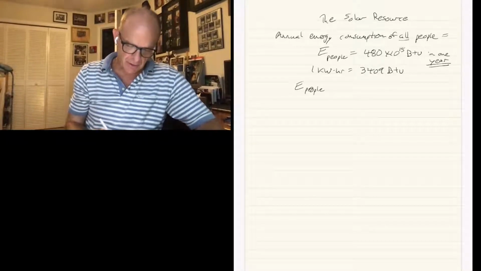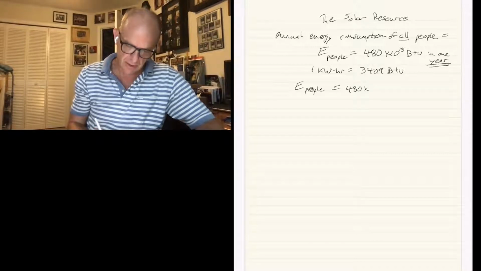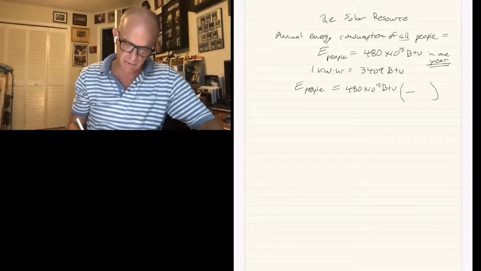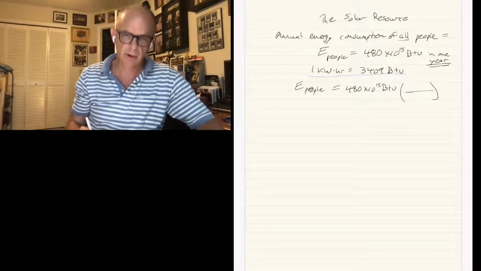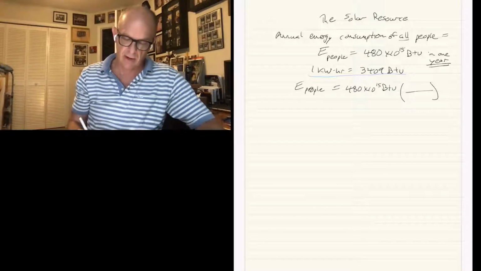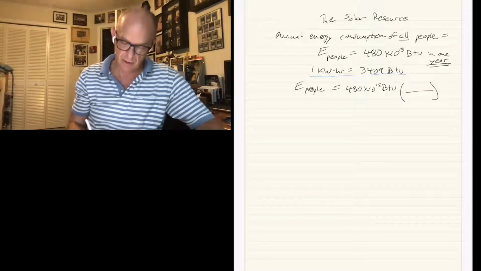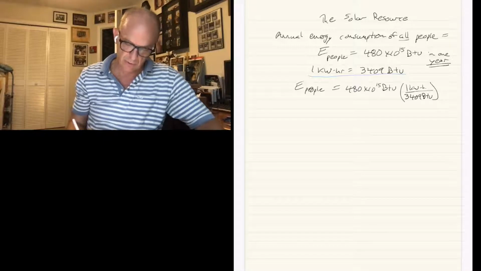So let's just convert the units. The way we do our unit conversion, we take our original number, 480 times 10 to the 15 BTUs, and then multiply by a unit conversion factor. I want to replace the BTUs with kilowatt hours, so I use this equation here. I'm going to put one of those numbers in the numerator of this conversion factor, the other in the denominator, in such a way that the units I want to go away cancel out. That means putting 3409 BTUs in the denominator, and 1 kilowatt hour in the numerator.